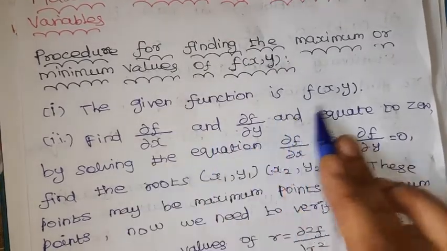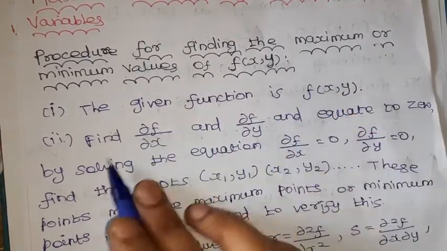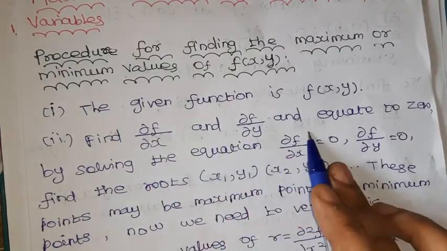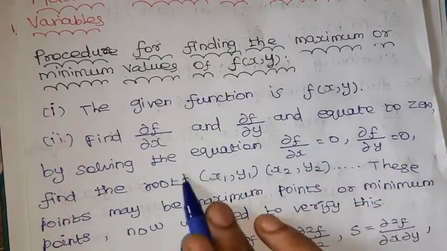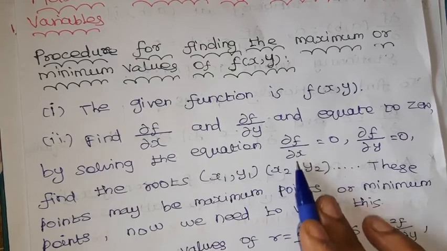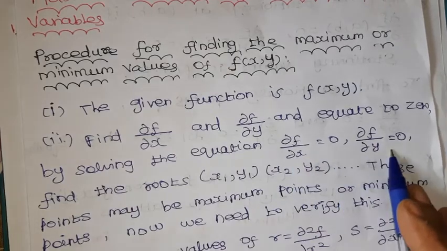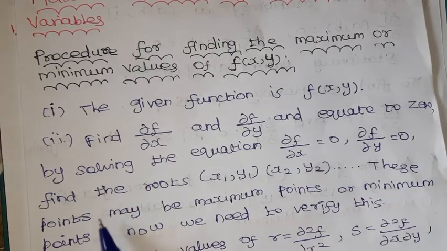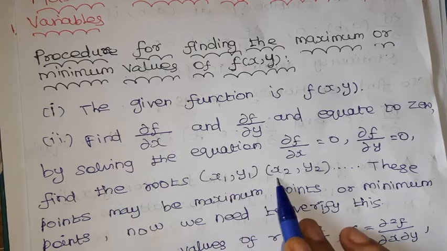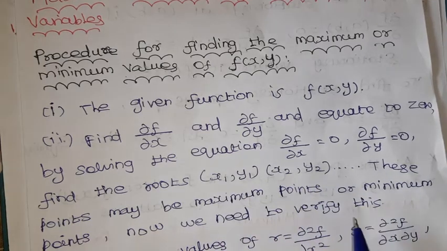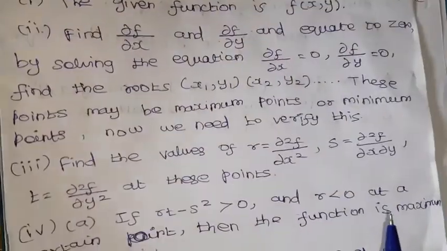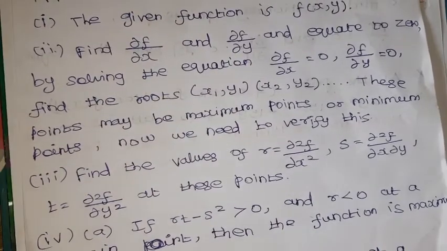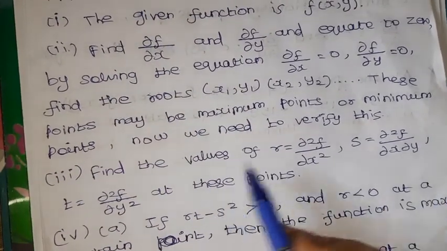First, the given function is f of x comma y. Find dou f by dou x and dou f by dou y and equate them to 0. By solving these equations, dou f by dou x equal to 0 and dou f by dou y equal to 0, find the roots x1 comma y1 and x2 comma y2 etc. These points may be maximum or minimum points. Now we need to verify this.